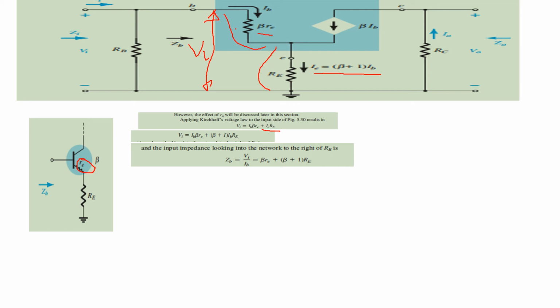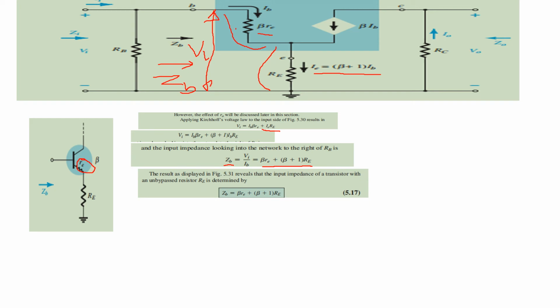So in order to find out the input impedance ZB, it is nothing but Vi upon IB here. So beta times re plus 1 plus beta times capital Re. So this defines your input impedance ZB, the input impedance for an unbypassed Re. This is unbypassed Re.